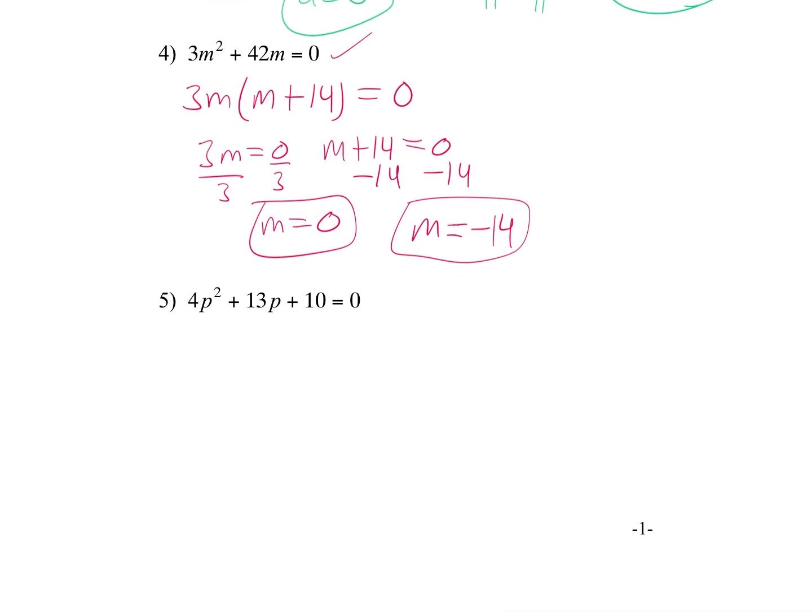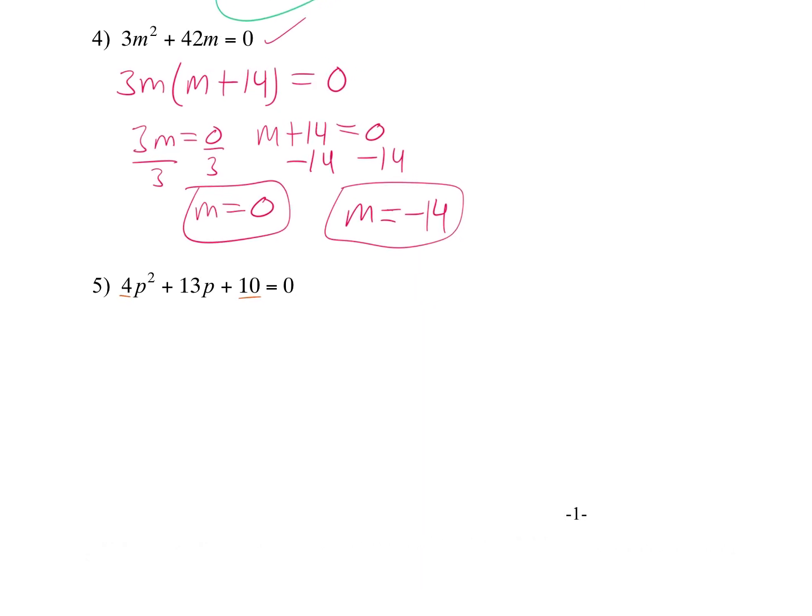All right, number 5, we're still factoring, right? First, we want to check, is it set equal to 0? This one is, right? So now, is there any GCF that we can take out? Right, this one doesn't have one. So now this is one where we have to multiply the first and the last term, right? 4 times 10 is going to get you 40. And we want factors of 40 that add to 13. Right, this one's going to be 8 and 5.